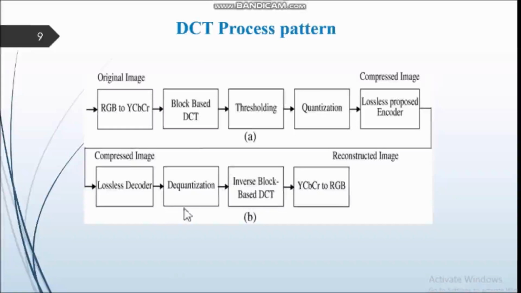The first stage in the compression is the transform. This stage is necessary to convert the image data from the spatial domain into the frequency domain. Hence, YCbCr is converted to RGB.